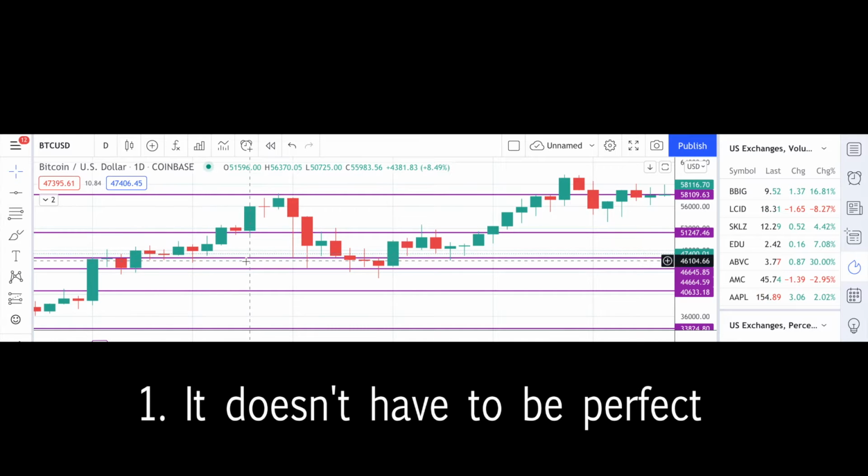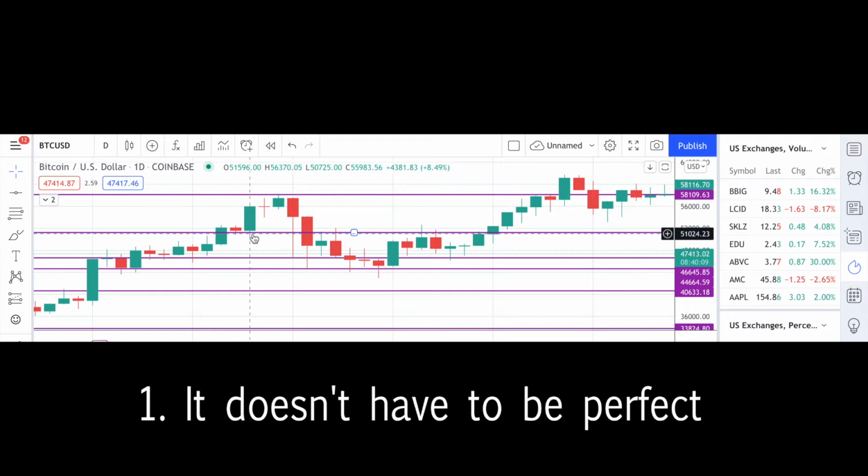Alright, so for reason number 1, it doesn't have to be perfect. So what exactly do I mean by that? What you see on my screen here is the example we're going to use today, Bitcoin, BTC USD. The lines that you draw for support and resistance don't have to be perfect. Everyone sees the market differently, so they're going to draw their support and resistance a tad bit different. It's going to look similar, but it's not going to be exactly the same. So don't kill yourself for not touching all the points exactly.